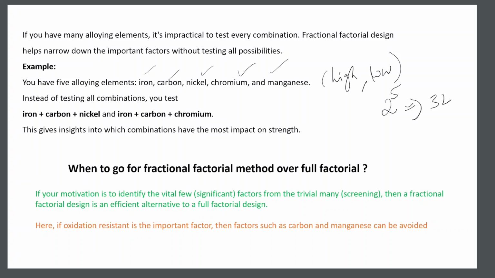So as we discussed, when to go for a fractional factorial method or full factorial: if your motivation is to identify very few significant factors, as discussed before, like from trivial screening, then the fractional factorial design is an efficient alternative to the full factorial design. As I discussed, if you are going to discuss oxidation, important factors such as iron, chromium, and nickel can be considered, while the manganese and carbon can be avoided, hypothetically speaking.